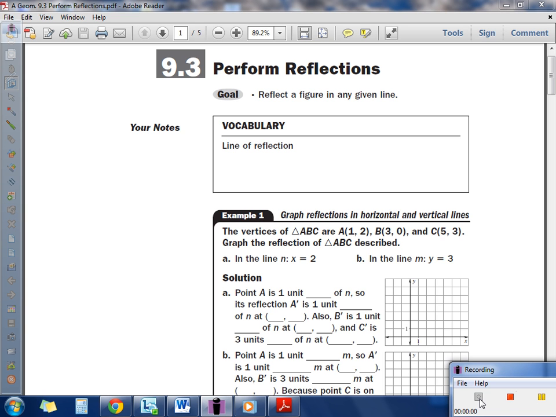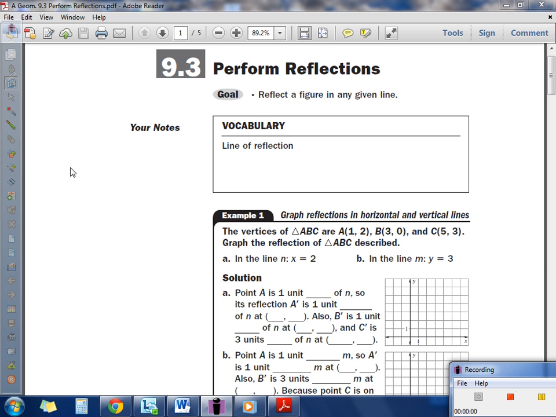Today's notes deal with reflections, and this is a pretty easy topic from a long time ago. You've probably seen the word reflection before. You see your reflection in a mirror, so it's not a crazy concept. It's really applicable. So, line of reflection.